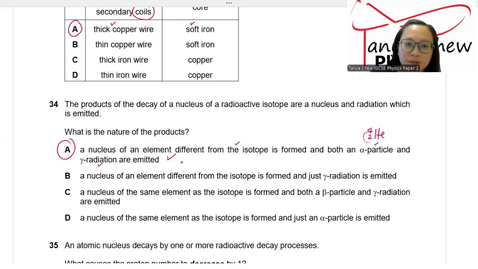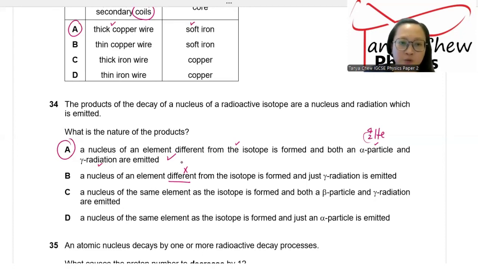A nucleus of element different from the isotope is formed and just gamma radiation is emitted. Gamma has no charge, so it would not affect the proton number of the radioactive nucleus. So it cannot form a different isotope.